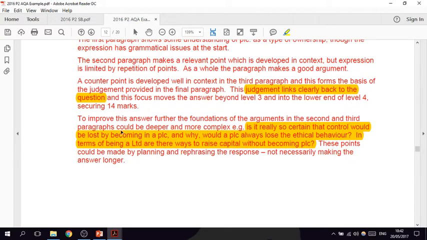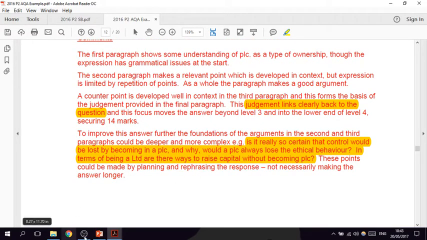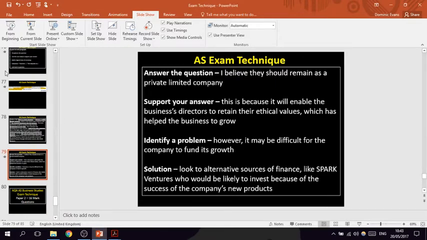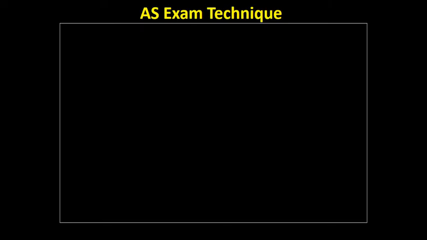To improve this answer, the foundations of the argument in the second and third paragraph could be deeper and more complex. Is it really so certain that becoming a PLC would always lose ethical behaviour? In terms of being an LTD, are there ways to raise finance capital without becoming a PLC? Okay, so I've kind of already addressed that. My conclusion hits my 4 points for a conclusion.